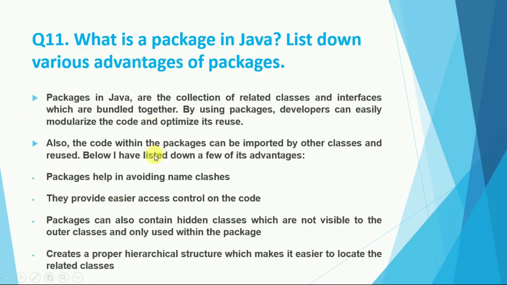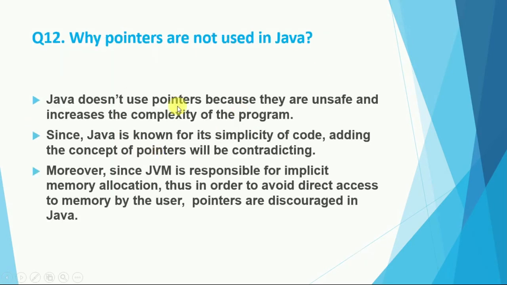I hope you understood. Next is, why are pointers not used in Java? We can use pointers in C and C++, but why can't we use pointers in Java? There is a specific reason related to safety. Java does not use pointers because they are unsafe and increase the complexity of the program. Java is also always known for its simplicity of code.